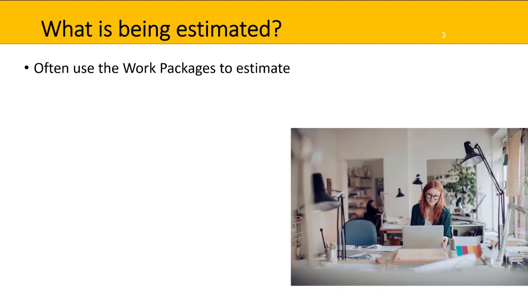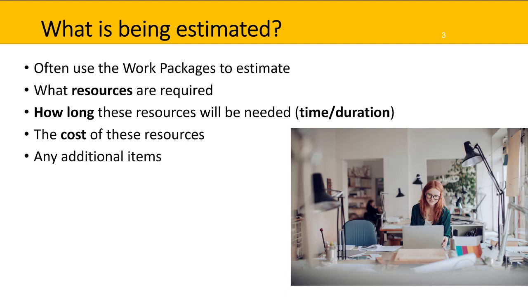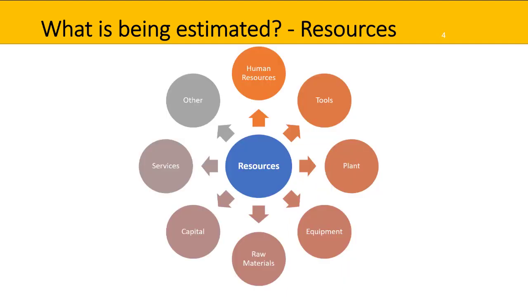So often we'll use the work packages from a work breakdown structure in order to do our estimating. We need to figure out what resources are required, how long these resources will be needed for, as in the time or duration, and the cost of these resources, as well as any additional items. Here we can see the types of things that need to be estimated in terms of resources. That's human resources, tools, plant, equipment, raw materials, capital, services, and other.